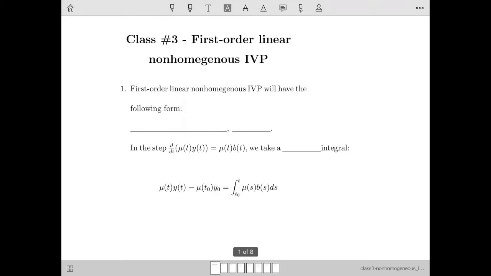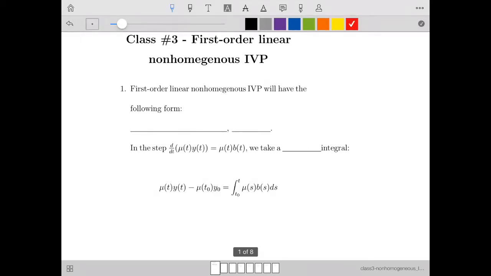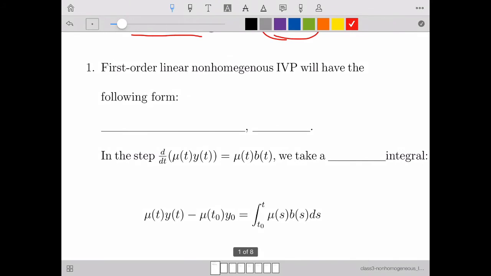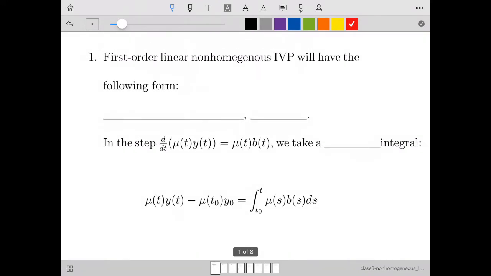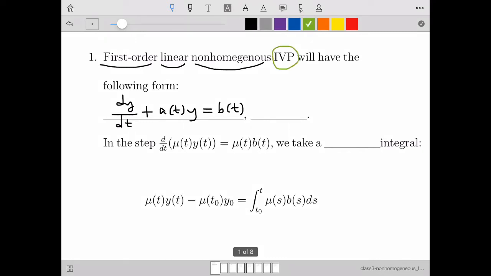Alright, so class number 3, first order linear non-homogeneous IVP. A first order linear non-homogeneous IVP has the following form: dy/dt plus a(t)y equals b(t), where b(t) is not identically 0, and it is an IVP, so it has an initial condition. Let's say at initial time t0 the value is y0.